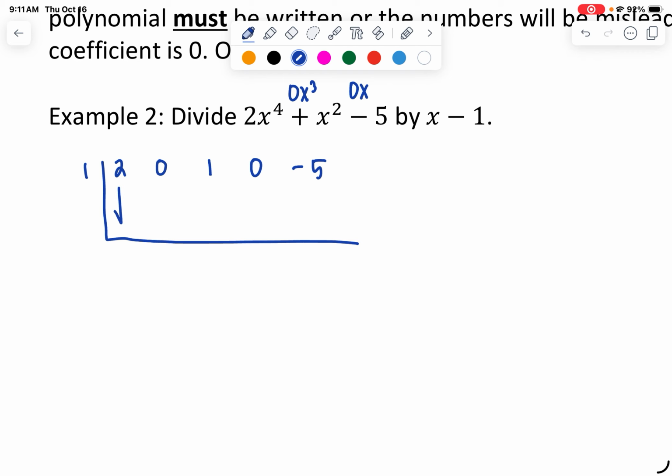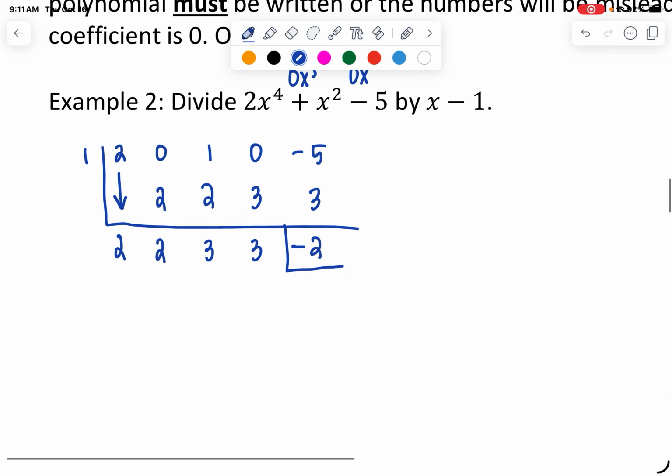All right, so once again, the process: drop the 2, multiply 1 times 2 is 2, add 2 and 0 is 2, multiply 1 times 2 is 2, add 1 plus 2 is 3, multiply 1 times 3 is 3, add 0 and 3 is 3, multiply 3 times 1 is 3, add -5 and 3 is -2. And once again, this is our remainder.